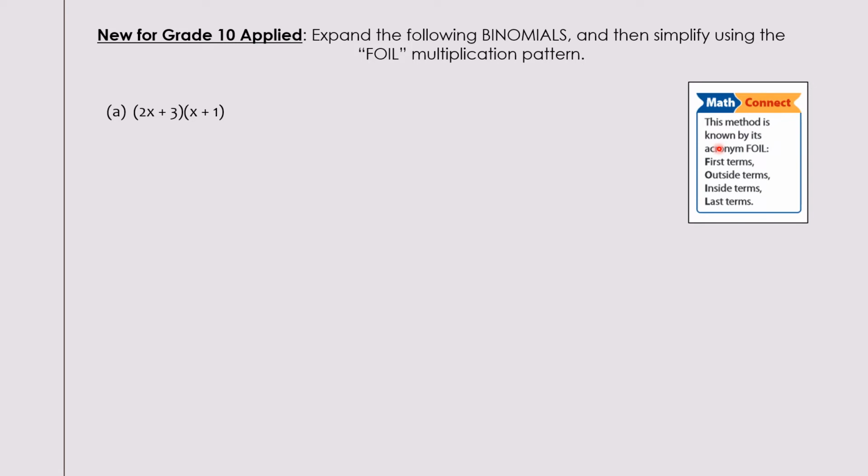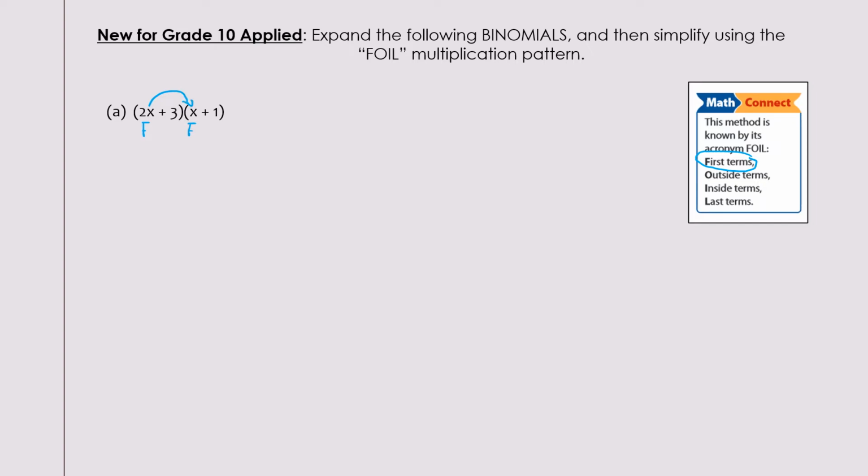This method is known by its acronym FOIL, first, outside, inside, last, F.O.I.L. So I'm going to go over that with you. You don't have to remember FOIL. Some people like it as a handy way to remember how to multiply everything. So let's do the first terms. I'll color code it. So the first terms I'm going to do in this blue color. This is the first term in this bracket, and x is the first term in the second bracket. So I'm going to multiply these two together. The first times the first.